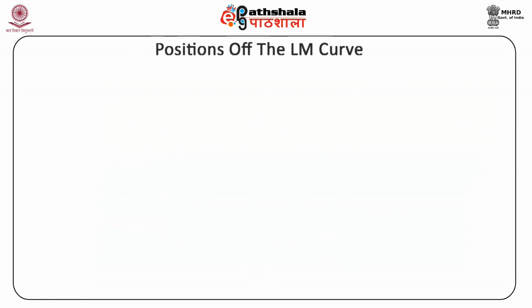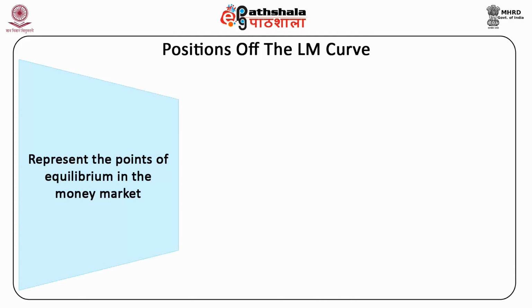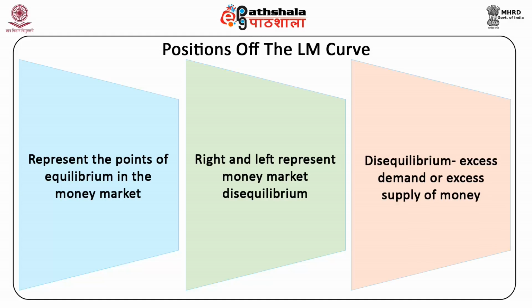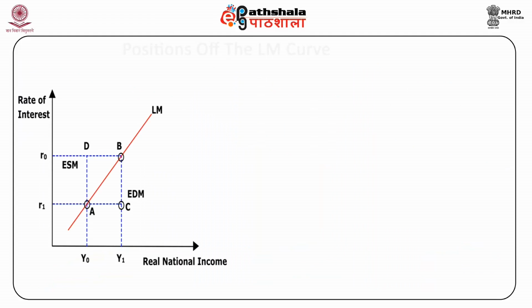Moving on to the positions of the LM curve, the points on the LM curve represent the points of equilibrium in the money market. All the points off the LM curve, that is, to its right and left, represent money market disequilibrium. A disequilibrium is characterized by excess demand or excess supply of money. Let us look at the positions of the LM curve graphically.